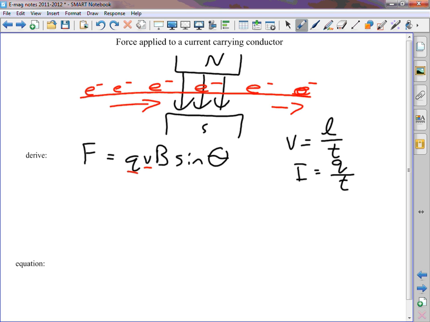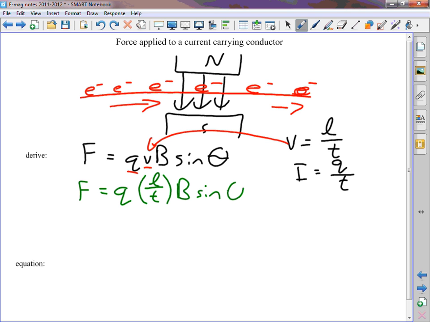Now, quickly, the velocity substitution is very simple. I just take velocity and plug it in here. So now I've got F equals Q times L over T times B sine theta. Now, I've got a charge listed, so I'm going to come over to my current equation and solve that for charge. So current times the amount of time that you allow this current to flow equals the total charge that passes by, and I'm going to substitute that in for charge. That will give me almost the equation that I'm looking for.